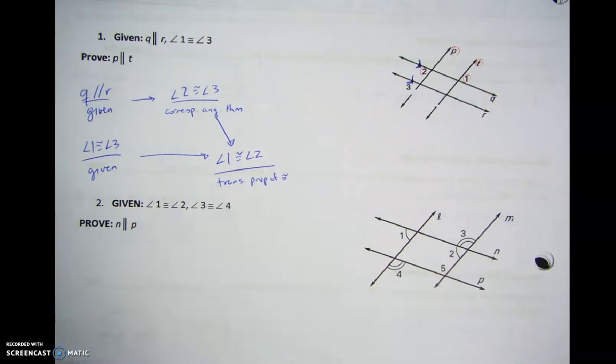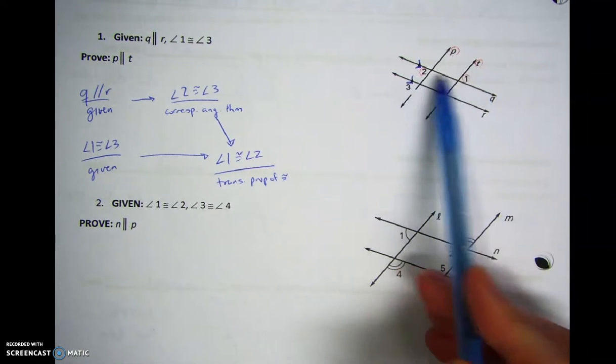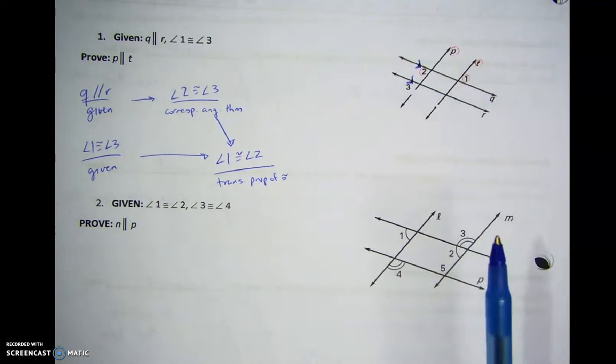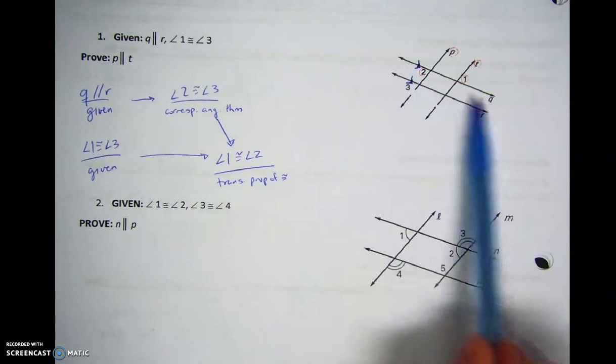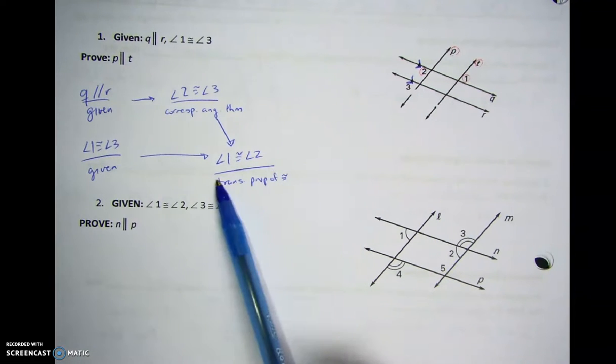Now we have angles 1 and 2 are congruent. So now we think back to what we just learned. Angles 1 and 2 are congruent. I can look at these. These are alternate exterior angles with a transversal of Q. And so we're able to find, by just the given information, that angles 1 and 2 are congruent.